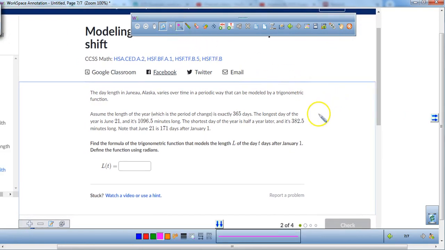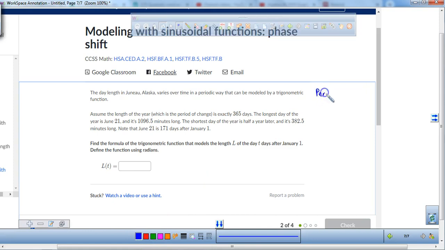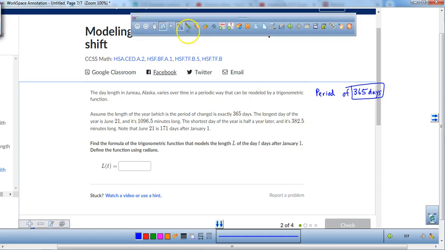Alright, so one thing I want you to write down is we do have a period of 365 days. That is going to be the length of our period. Okay? The longest day of the year is June 22nd, and the longest day is 1,096.5 minutes long. So that kind of gives us our maximum.